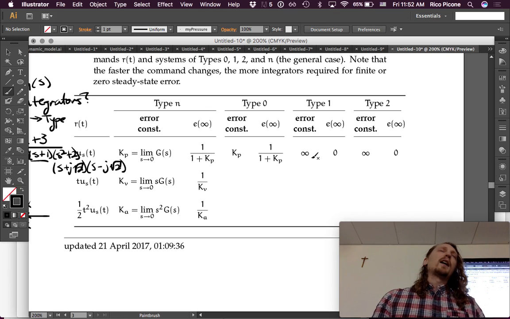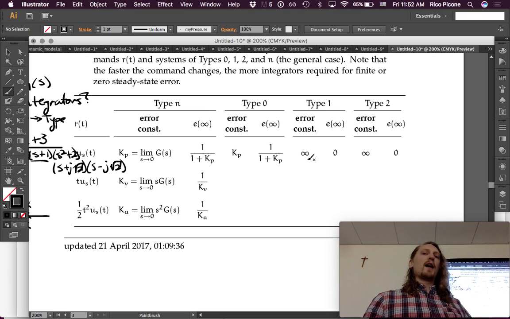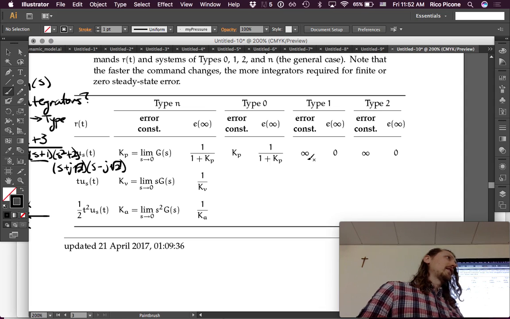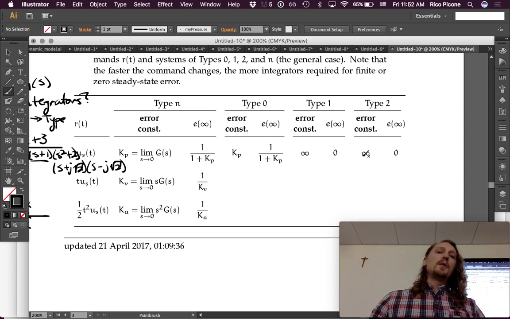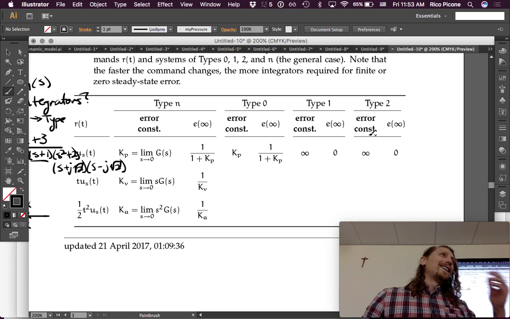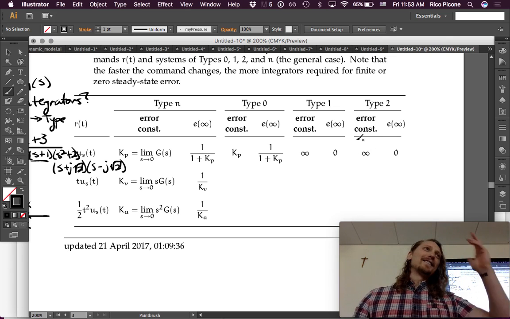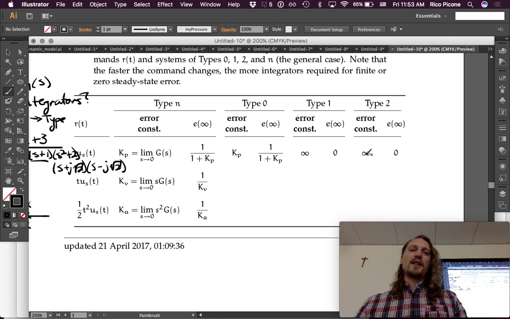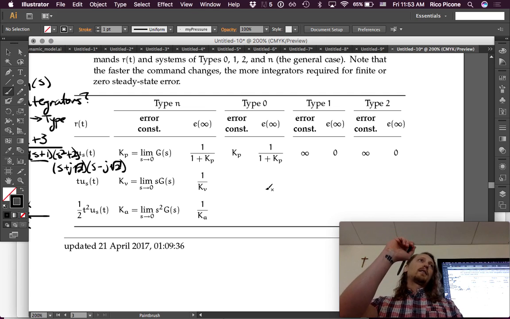Okay, if there's one integrator, then it's infinite. We knew that had to be true because if there are any integrators for a step input, which we derived earlier, we knew that the error constant was infinity. We know that the steady state error has to be 0. For a type 2 system, 2 integrators, it's just more true, right? We have an even more infinite error constant and a 0 steady state error.